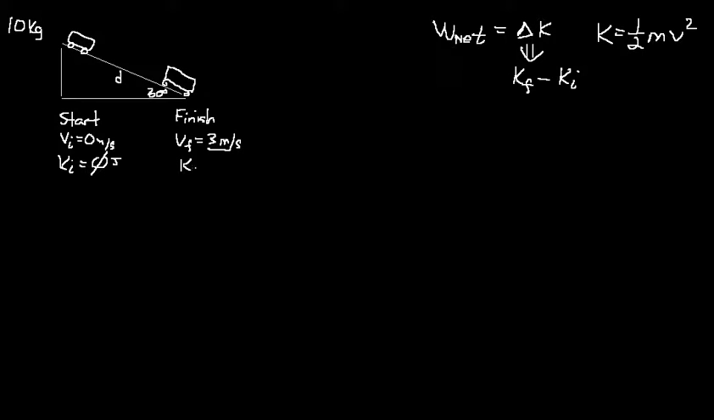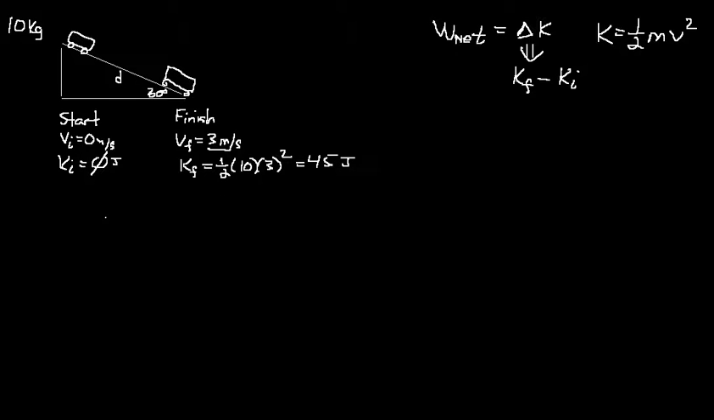What about the final kinetic energy? Well, the final kinetic energy is simply 1/2 the mass, which we said is 10 kilograms, times the velocity squared. So our final kinetic energy is going to be 45 joules. We can calculate that quite easily because we're just dealing with velocities. At the start, it's 0 kinetic energy. At the finish, the final kinetic energy is 1/2 m v squared, where the final velocity was 3, so that comes out to 45 joules.